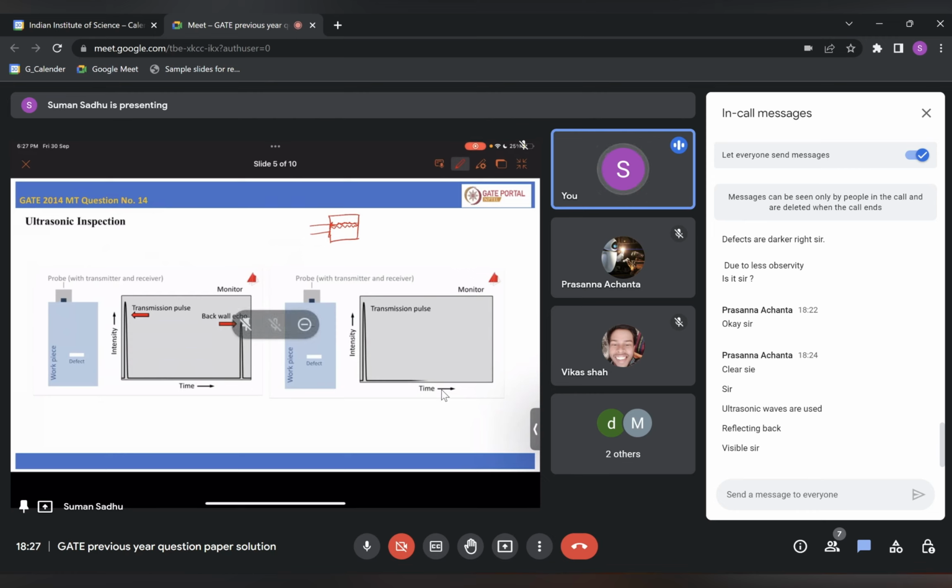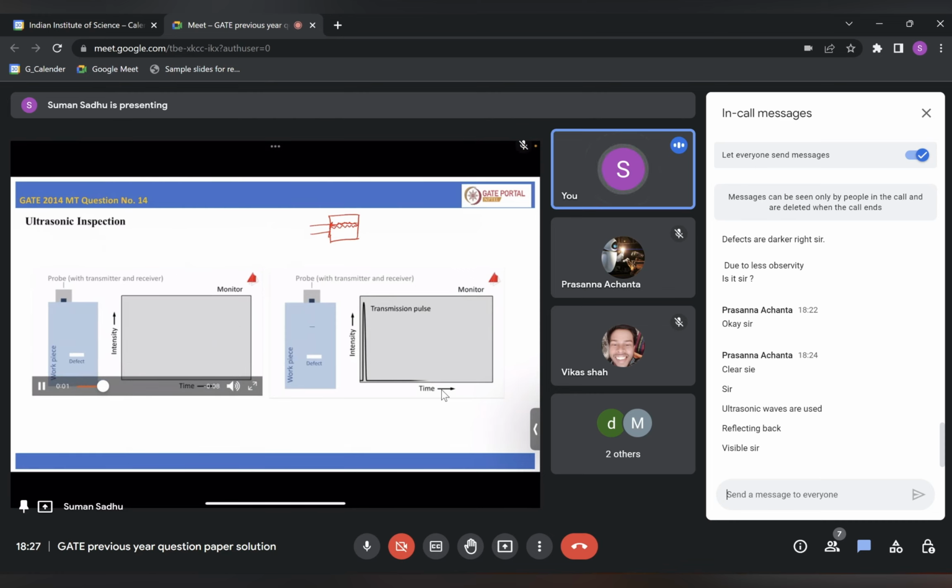Now let's say your sample has a defect inside. As you can see in this first video, the transmitter is sending a signal at a location where no defect is there. So the first peak is because of the sending of the signal. This is the intensity of the sound and this is the time, in the x-axis it is time. So the first peak is because of the intensity of the transmitted signal.